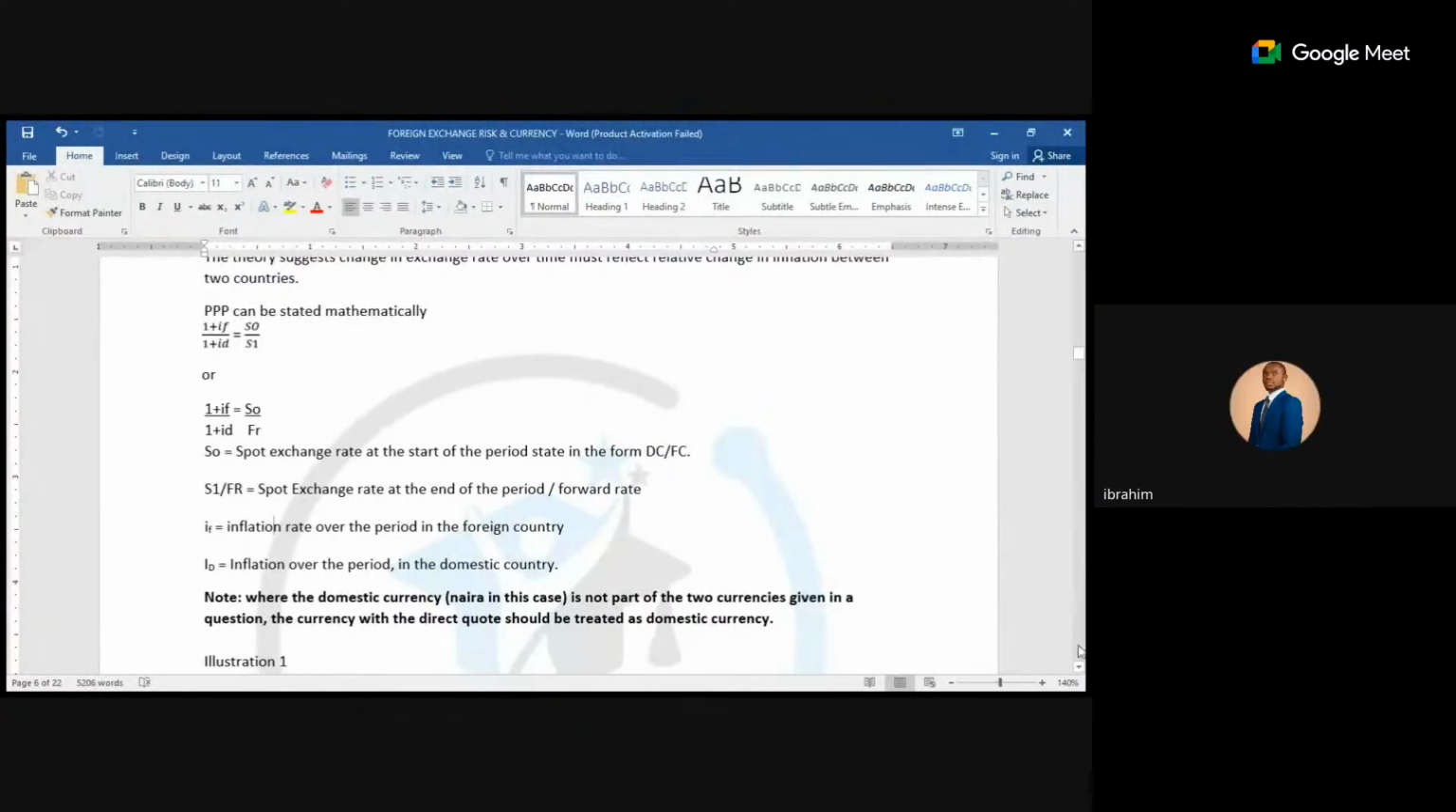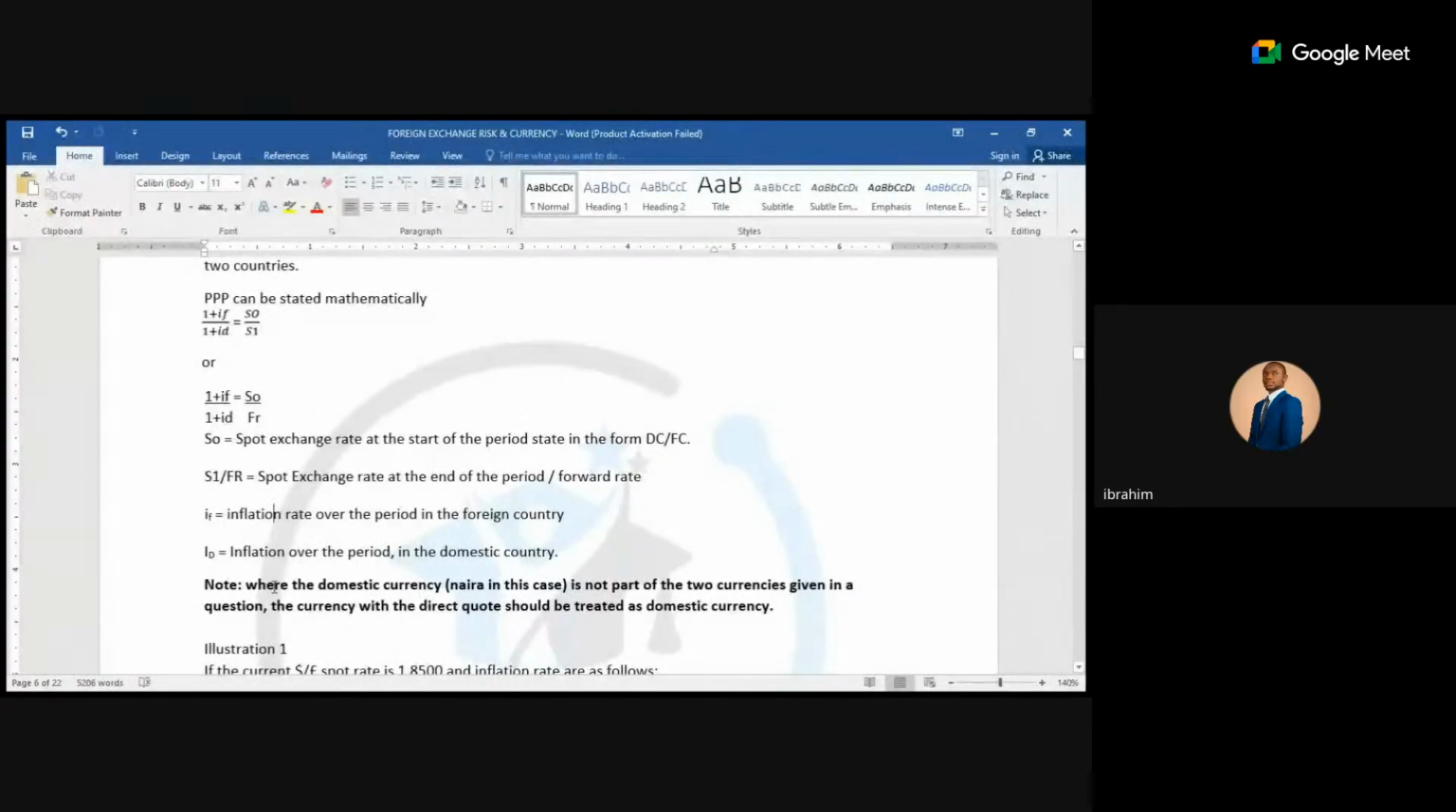Okay, that's fine. So now, the first approach, if you want to determine which one of these is the domestic currency: when the domestic currency, naira in this case, is not part of the two currencies given in the question, the currency with the direct quote should be treated as the domestic currency. I gave an instance in our previous class.